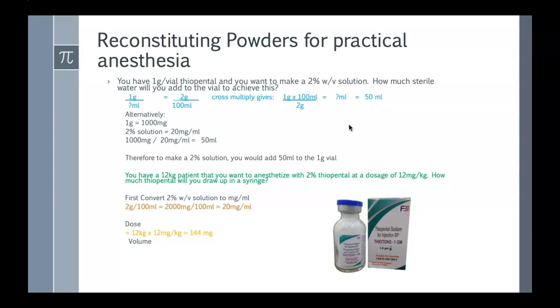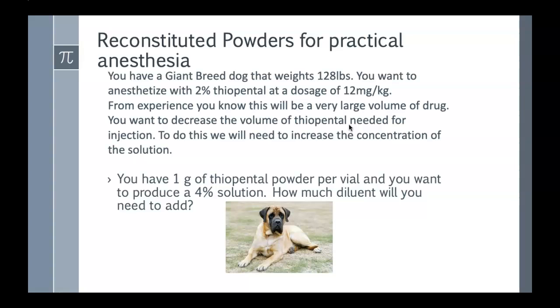To get our dose, we're going to multiply 12 kilograms by 12 mg per kg, which is 144 milligrams. And then to get our volume, we're going to take our 144 milligrams divided by the 20 mg per mil, and we have 7.2 mils. So this is how you might be able to see using this sort of practical math from start to finish when we're working with anesthesia. Sort of creating the solution itself, figuring out the dose, and then of course getting the dose specifically and the amount from that concentration that you created.